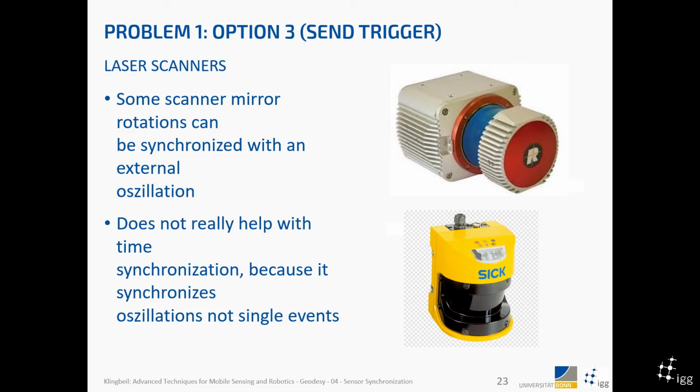Now we're at option 3. Option 3 is to send something to the sensor, and then the sensor does the measurement at the time when you decide. This is more or less possible with some laser scanners, where you can synchronize the rotation speed of the internal rotating mirror with an external oscillation. However, this doesn't really help in assigning a certain timestamp, because of course you can't say measure now, measure now, measure now, because it's a rotation oscillation. But at least you can synchronize multiple of those laser scanners to run synchronously to each other in terms of the internal mirror, right? So this is not really helping a lot in time synchronization. But I want to mention it here because it's basically an option 3 example for laser scanners.